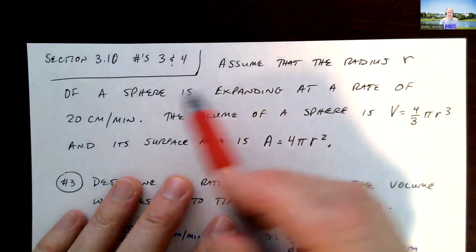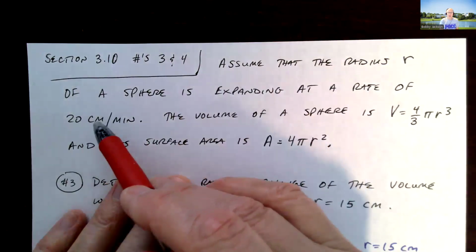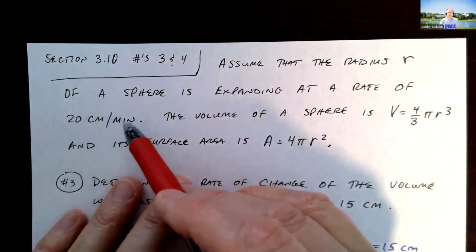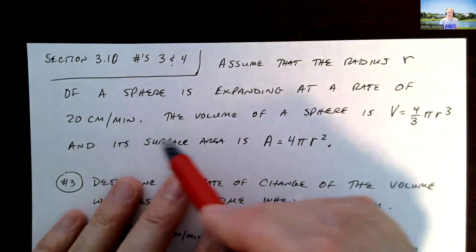We're going to assume that the radius r of a sphere is expanding at a rate of 20 centimeters, that's what cm is, per minute. And they give us the volume of the sphere and its surface area.